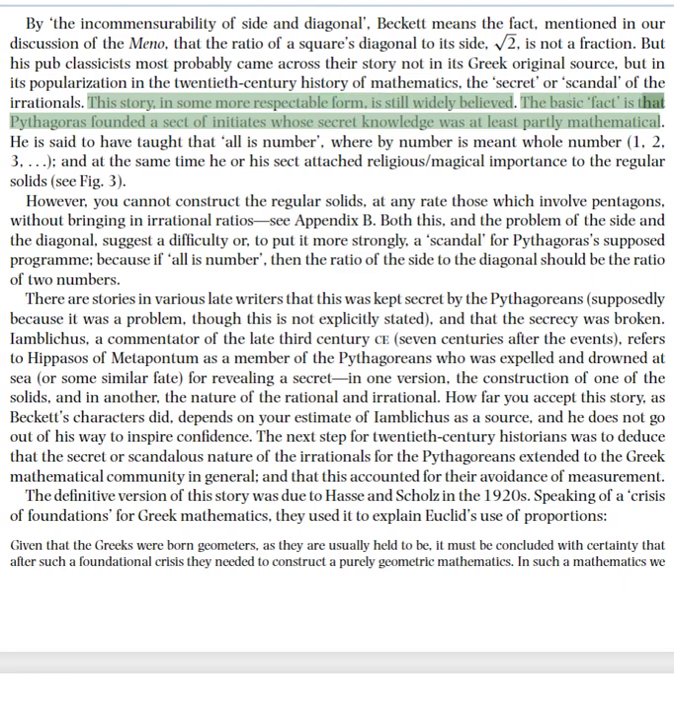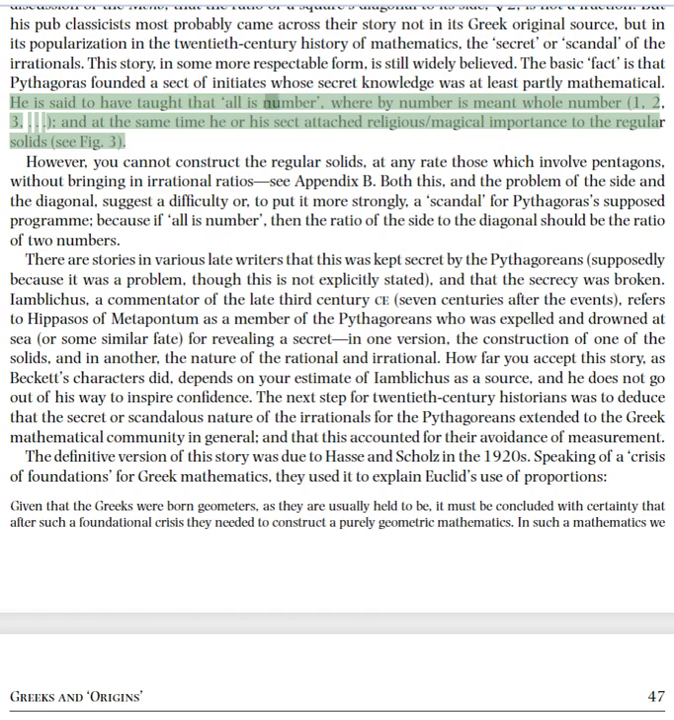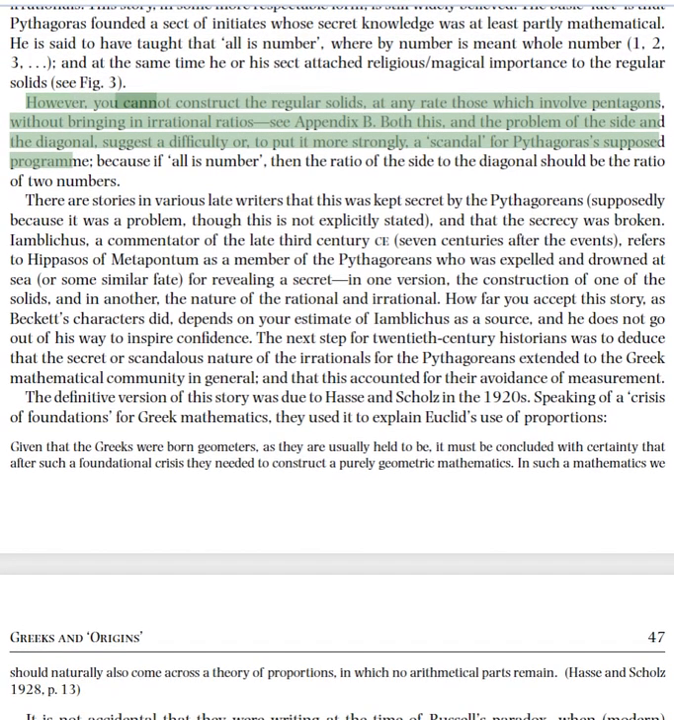The basic fact is that Pythagoras founded a sect of initiates whose secret knowledge was at least partly mathematical. He is said to have taught that all is number, whereby number is meant whole number, and at the same time he or his sect attached religious magical importance to the regular solids. However, you cannot construct the regular solids, at any rate those which involve pentagons, without bringing in irrational ratios, see Appendix B. Both this, and the problem of the side and the diagonal, suggest a difficulty or, to put it more strongly, a scandal, for Pythagoras's supposed program.